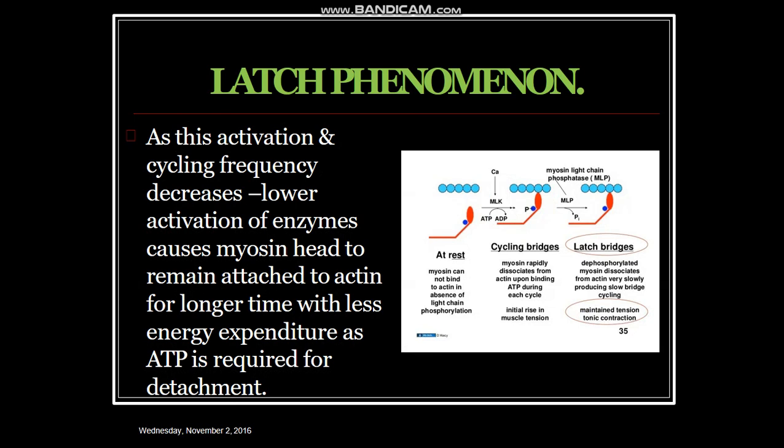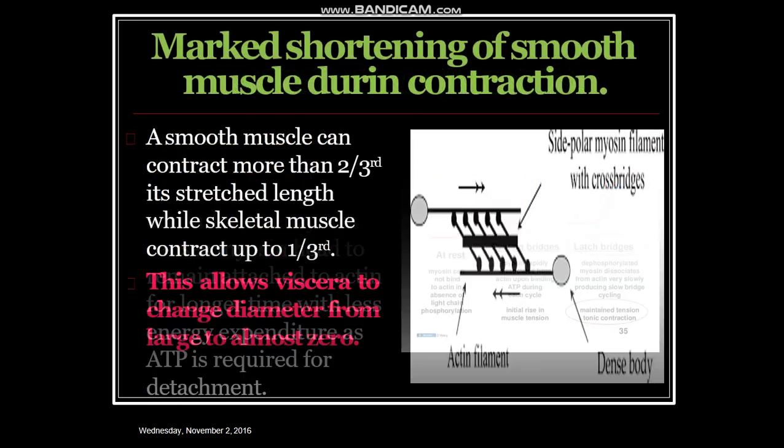यहाँ पर लैच फिनोमिना है. ATP require होती है detachment के लिए. अब यहाँ पर ATP नहीं है और ये अटैच्ड रहेगा. इसका अटैच रहना इस बात की दलील है कि ये कॉन्ट्रैक्टेड स्टेज में रहेगा. इसकी कॉन्ट्रैक्टिलिटी रहेगी, इसकी टोनिसिटी रहेगी, which is known as a latch phenomenon. The increased tone of the smooth muscle despite the lesser expenditure of ATP is known as the latch phenomenon. It's a characteristic of the smooth muscle.